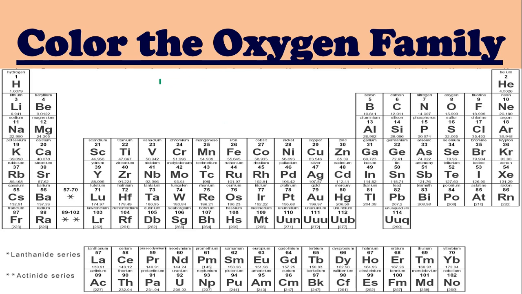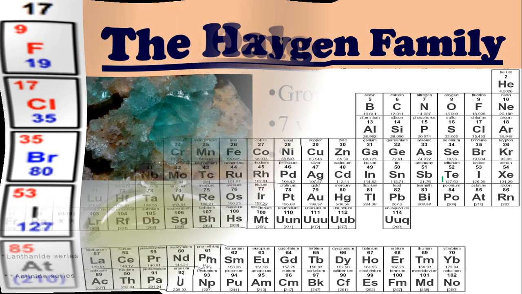All right, oxygen family, do a little color key, call it the oxygen family. We start with oxygen, then we have sulfur, selenium, tellurium, and polonium. That is your oxygen family. Again, pause when you need to so you can finish coloring.